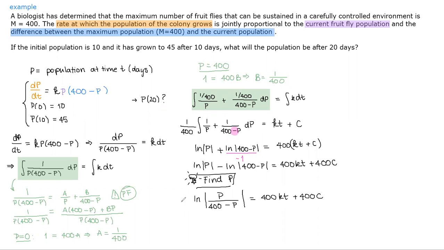But you see now, because this is just one logarithm, I know that if I put everything on the exponent of e, I'll be able to get rid of this logarithm, and then I'll just have an expression on the right-hand side that is written in terms of t. So by taking this to the power of e, I have p over (400 - p), and on the right-hand side, I now have e to the 400kt plus 400c.